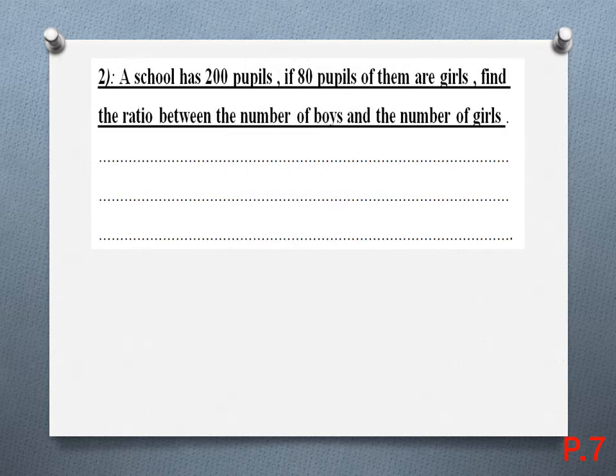A school has 200 pupils. If 80 of them are girls, find the ratio between the number of boys and the number of girls. To find the ratio between boys and girls, I need to find the number of boys first. Number of boys equals 200 minus 80, which is 120. Write boys to girls. What is mentioned first, write it first.